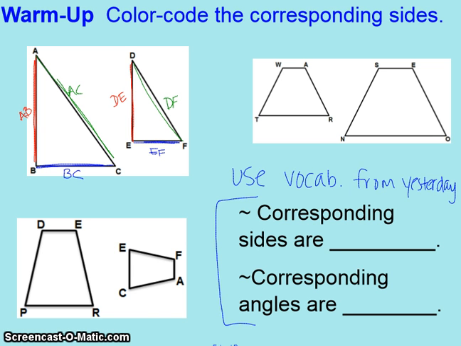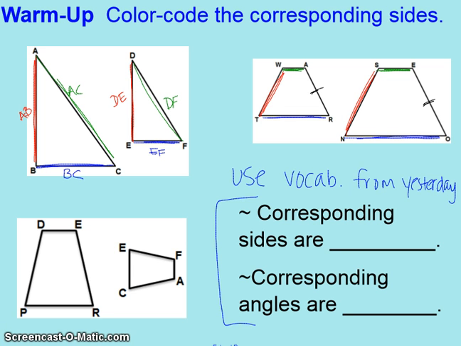Let's look at our trapezoid over here to the right. So I know that side WA corresponds to side SE. I know that side WT corresponds to side SN. I know that side TR corresponds to side NO. And then my last side, I know that side AR corresponds to side EO.